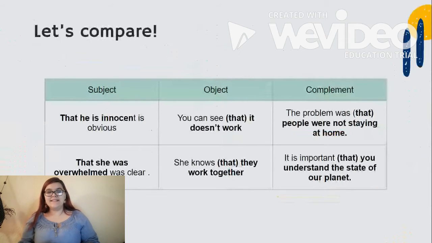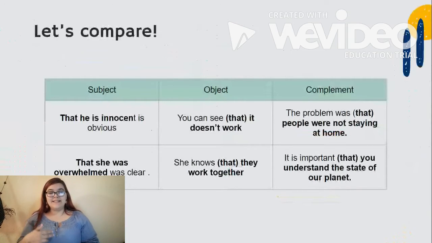The first sentence says "the problem was people were not staying at home," but we can say "the problem was that people were not staying at home." We can see in the complement that we have the problem as the subject, was the verb, and that people were not staying at home as a complement. That is a long complement, I know.